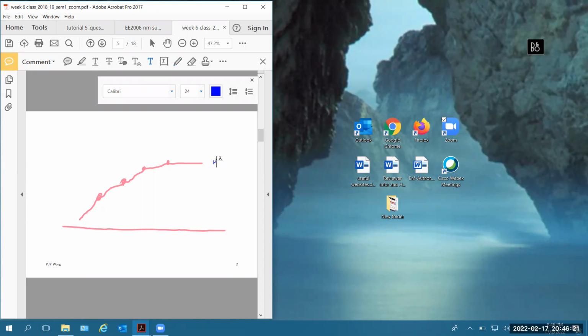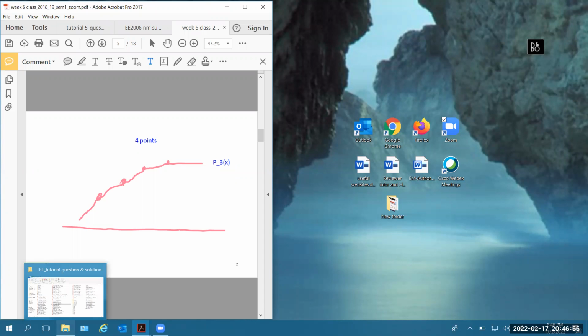Usually we call it capital P, and there's also a subscript. The subscript is actually the degree of the polynomial. Here what I drew is 4 points, so the degree of the polynomial will be degree 3, subscript 3. The degree is 1 less than the number of points. So it will be P3(x). We want to find this P3(x).